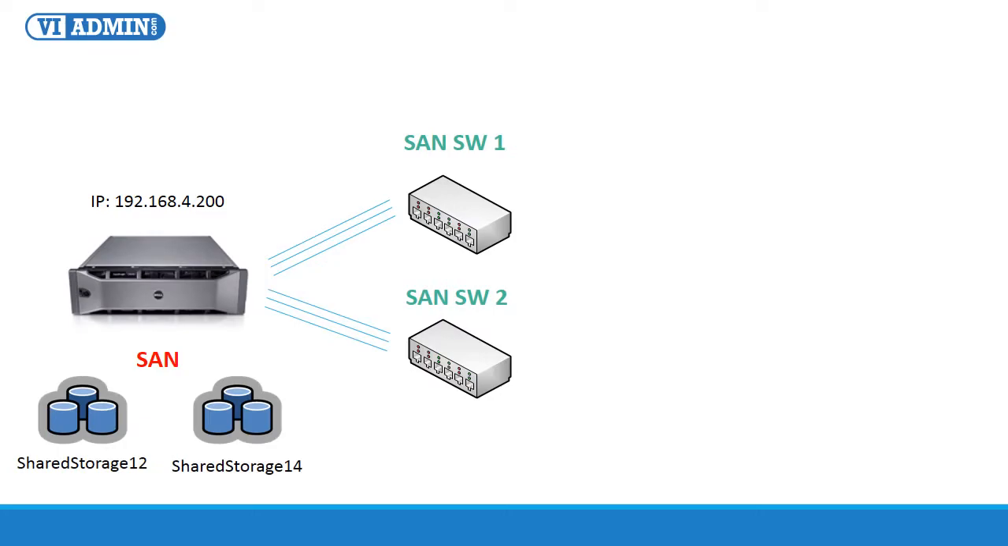The iSCSI SAN has 2 LUNs, Shared Storage 12 and Shared Storage 14, that you can use to place virtual machines on, and which also play a critical role in installing and configuring VMware's advanced features such as vMotion, HA, DRS, fault tolerance. You need shared storage for all of these features to work.